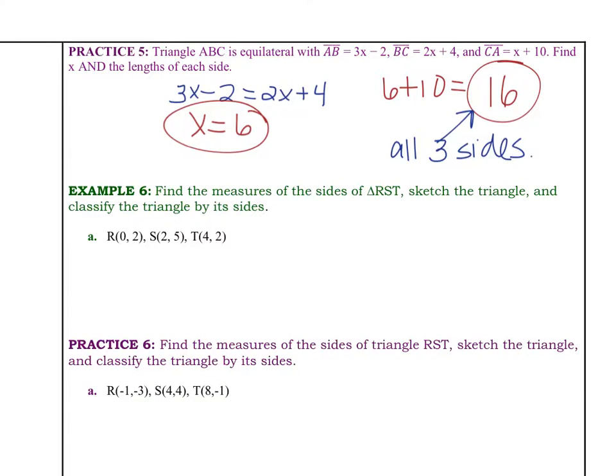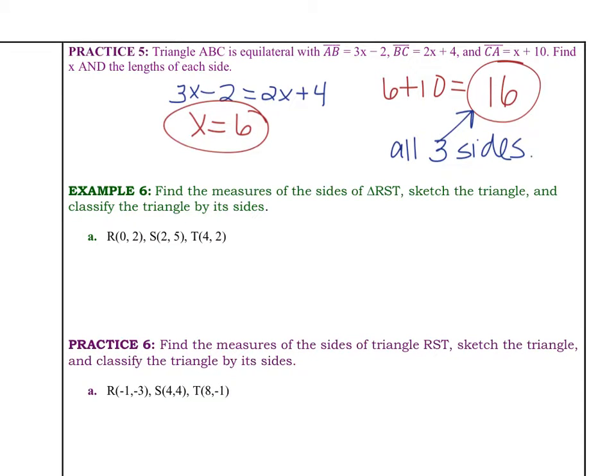All right, cool. So then if we look at this last example, find the measures of the sides of triangle RST, sketch the triangle, and classify the triangle by its sides. I'm not going to make you guys sketch the triangle because we didn't put graphs on there. So if you would like to draw it out to the side, if you're more of a visual person and you need to see what it would look like, then by all means go for it, but I'm not going to penalize you if you don't sketch it. But what does it give me here?